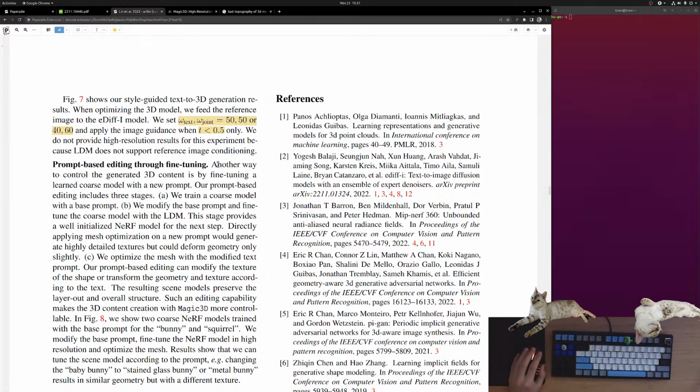Prompt-based editing through fine-tuning. Another way to control the generated output is through fine-tuning a learned coarse model with a new prompt. We train a coarse model with a base prompt, and then modify the base prompt and fine-tune the coarse model with the latent diffusion model. This stage provides a well-initialized NeRF model for the next step. Directly applying mesh optimization on a new prompt would generate highly detailed textures, but could deform geometry only slightly.